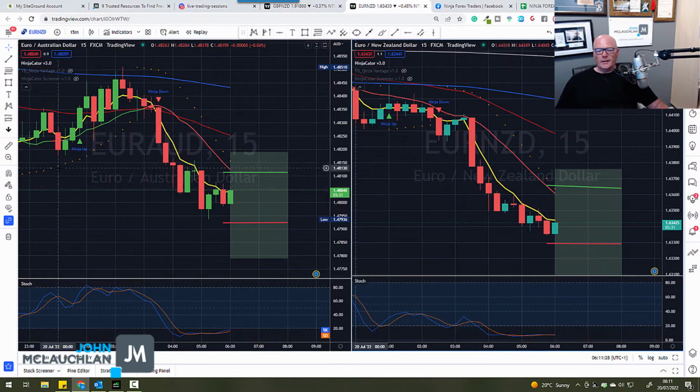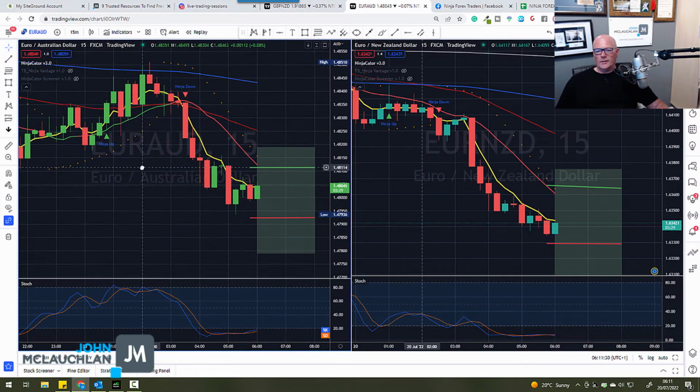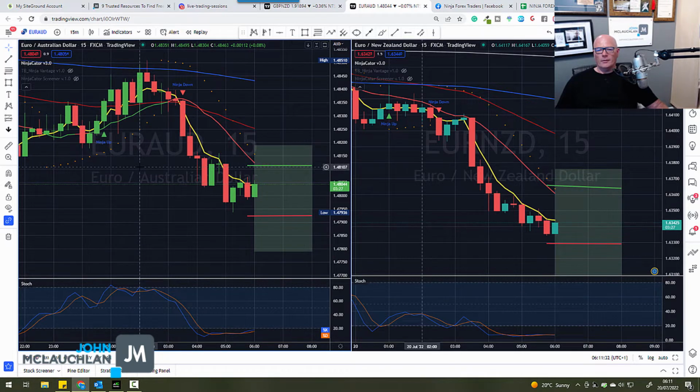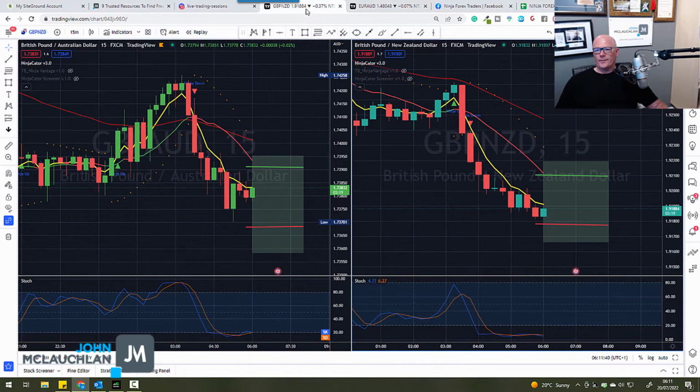So what has the trend done at the moment? In fact, everything is very similar. You can see this pattern is very similar to this pattern, and this pattern up and down is very similar. So all these pairs are very similar.